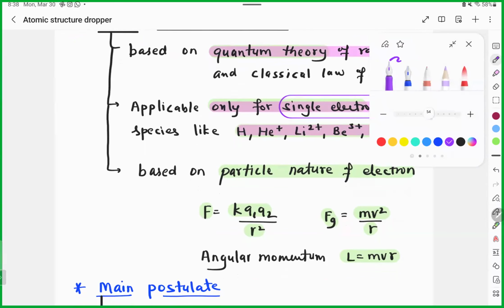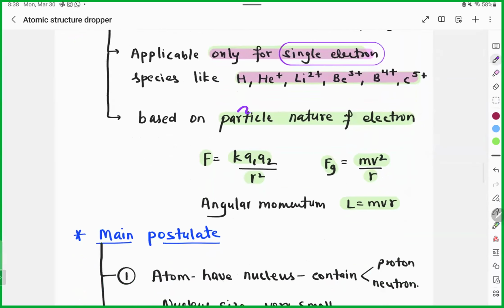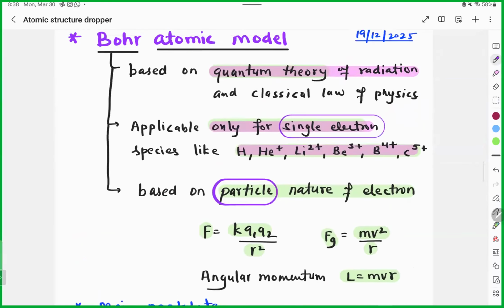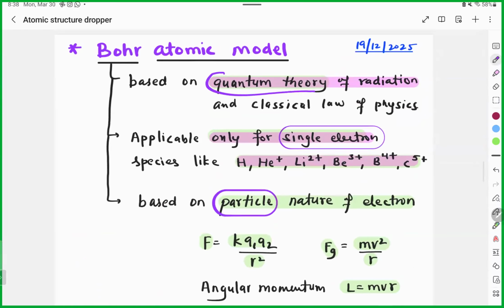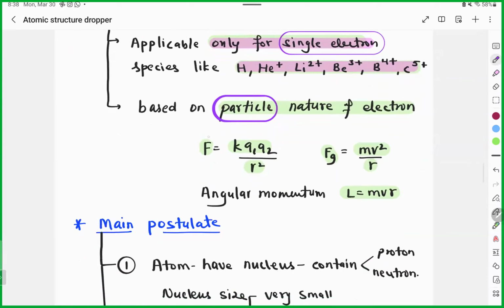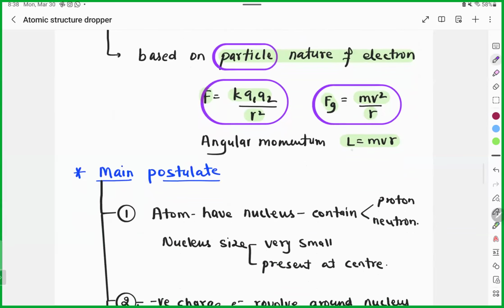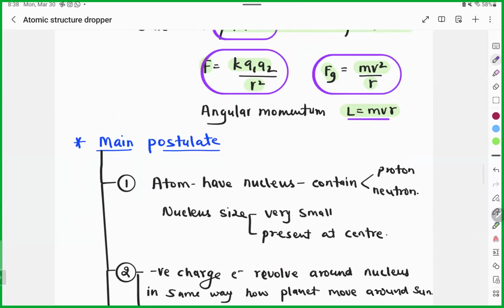Based on the particle nature of the electron, you know there are two natures, wave nature and particle nature. When we say quantum theory, it means we are talking about the particle nature. Force, we know this value in the electrostatic. And in case of rotational motion of the electron, this is the thing. Correct? Angular momentum L is equal to mvr.